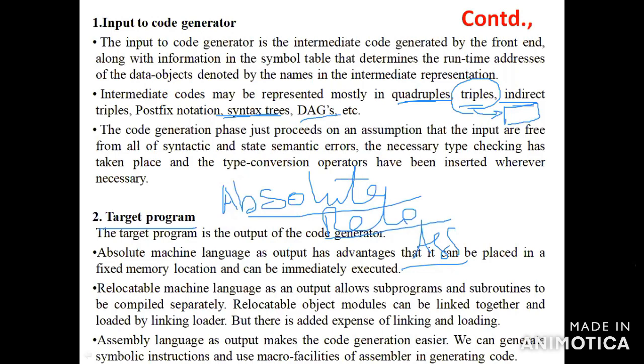When generating assembler code as the output, the code generation process can be slower. Why? Because you are doing assembling, loading, and linking, and linking is required. That is why the process is slower. Okay, this is the second issue in the design of a code generator.